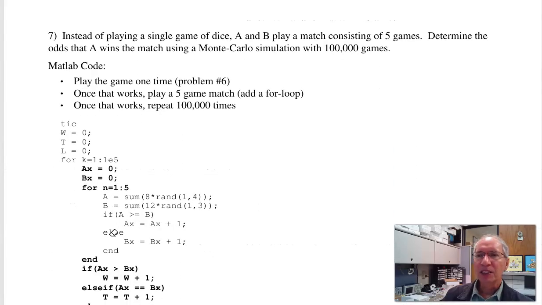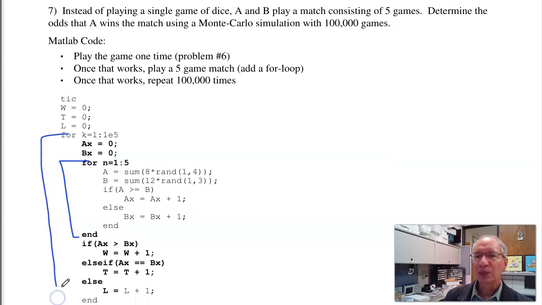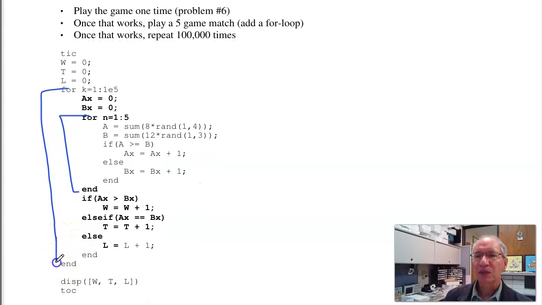Change the problem. In number 7, suppose instead I play a 5-game match. So here's problem number 6. Play a single game, put that in a for loop. I'm going to repeat, play the single game 5 times. If after 5 times, A has won more games than B, then I won. If they're equal, I tied. I'm never going to tie. Otherwise, I lost. Once I play a single match, put that in another for loop and play 100,000 matches.